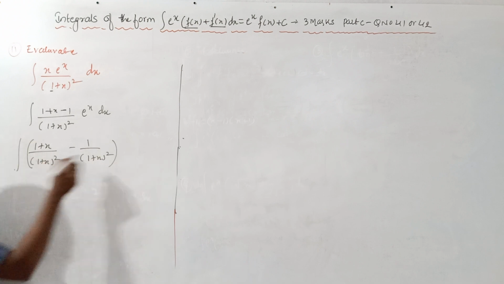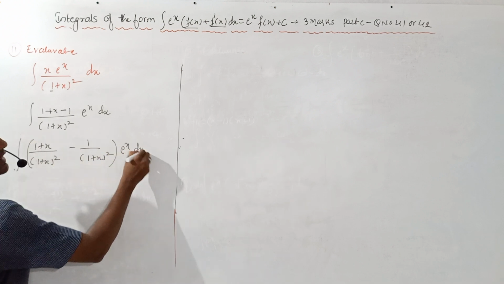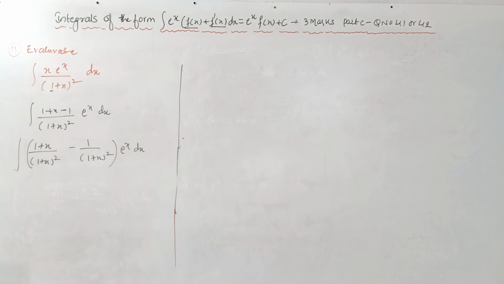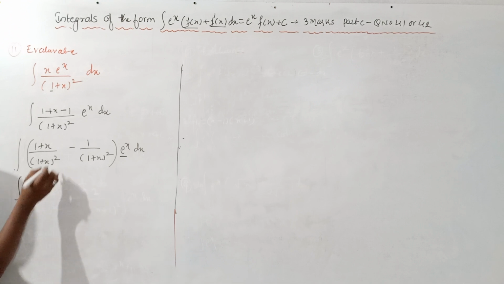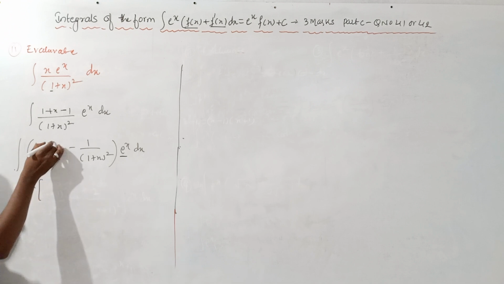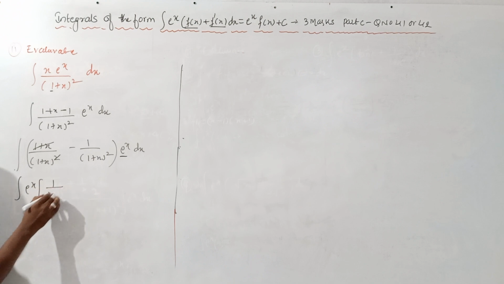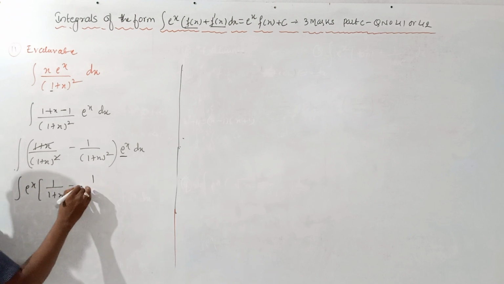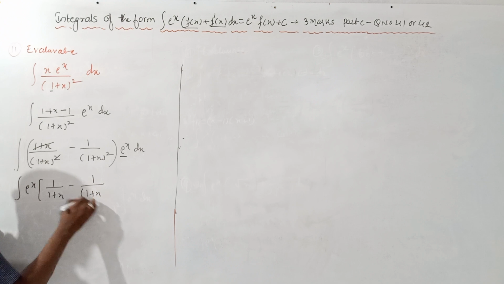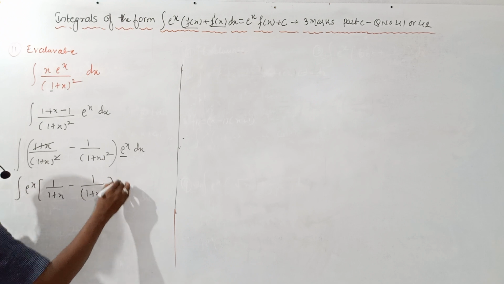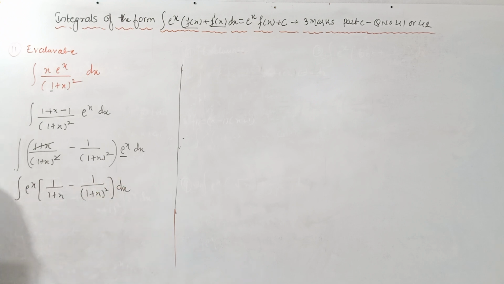Now I am writing e raised to x first here, the integral of e raised to x. The 1 plus x square and 1 plus x get cancelled, leaving 1 divided by 1 plus x minus 1 divided by (1 plus x) whole square, dx.